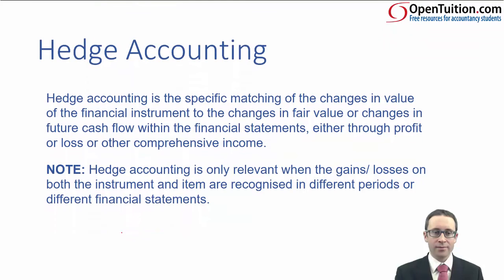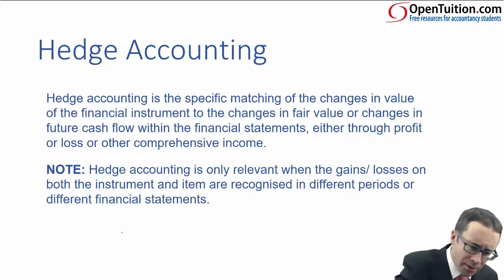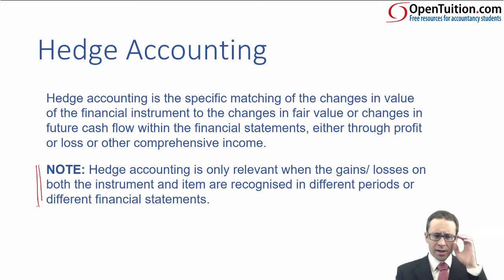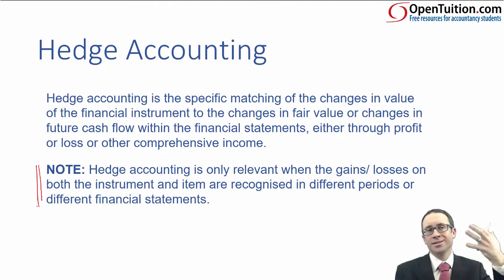Okay, so let's go through. Just top things up, okay, in terms of hedge accounting. I think we've already spoken, haven't we? And maybe you can understand a bit clearer now what hedge accounting is. Remember, we said it's the specific matching of the instrument to the change in the value of a specific item, which is either fair value or future cash flow. Okay, key bit which I've just added, just that note at the side. It's only relevant, however, when the gains and losses on both the instrument and the item are recognised either in different periods. So one is recognised this year and one is not recognised until a later date, or it's within different financial statements.